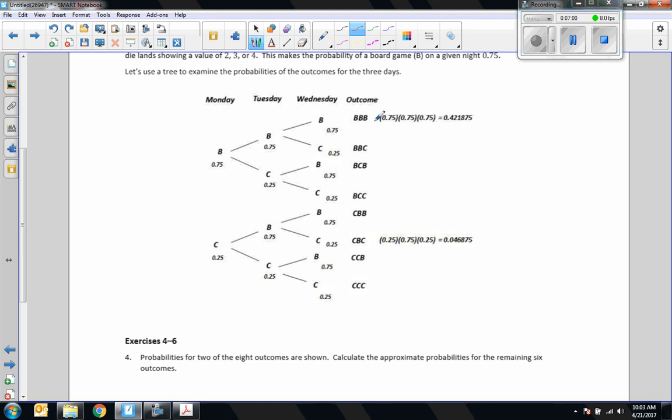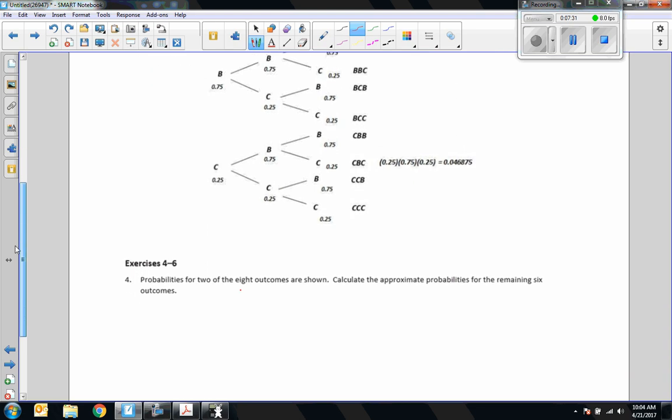Now, in order to figure out the outcome of the 3 events occurring, you multiply the probabilities to get a total. So if it's a board game Monday, the probability is 0.75. Board game Tuesday is the probability of 0.75. And board game Wednesday is the probability of 0.75. So we multiply those 3 probabilities, and we come up with a value of 0.421875, which is approximately 42% of the time.